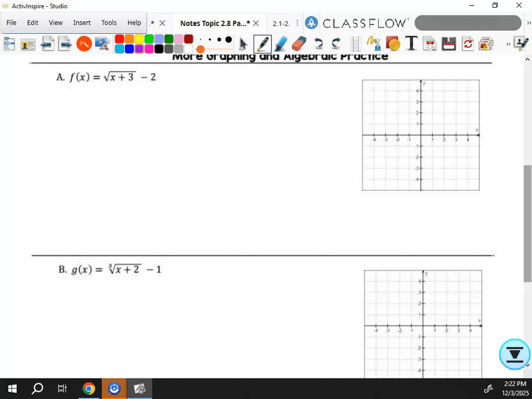This is a square root function, right? Because it's got a square root in it. And we should know what our parent functions look like. We know that this is a parabola, right? This is absolute value. What does the square root look like? Use your arms. Oh, shoot.